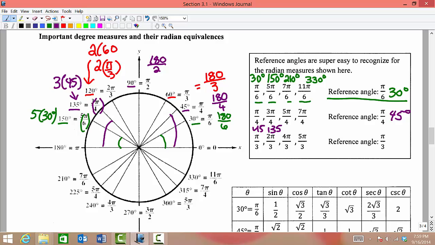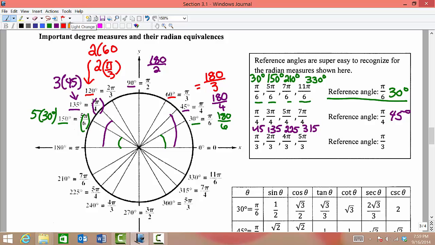5 times 45, we end up with 225. And then 7 times 45, we end up with 315. So a lot easier actually to recognize our reference angles in terms of radians. That's our pi over 4 family, and they all have pi over 4 in them.